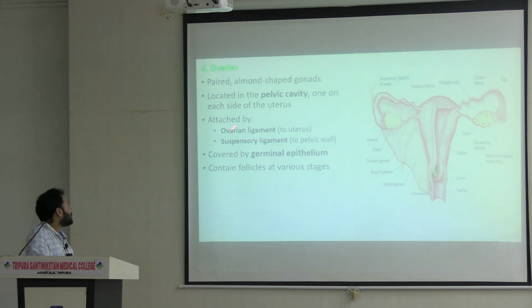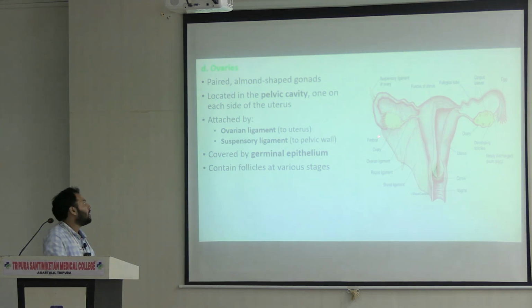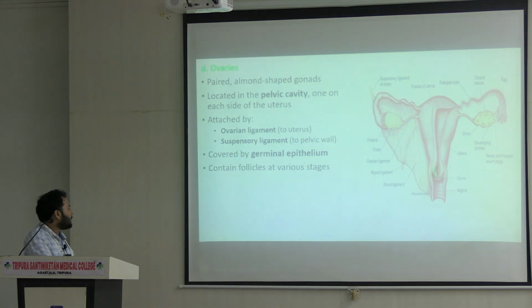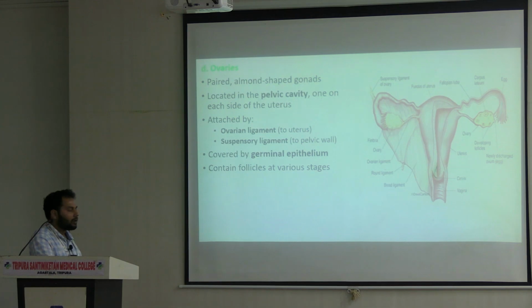It is attached by certain types of ligaments. You can see this is the ligament, this is the ligament, and those ligaments help the attachment of the ovary to the uterus. It is covered by a certain type of epithelial tissue, mainly the germinal epithelial tissue. It contains some follicles, and those follicles are of different types, and the types depend on the stage of the menstrual cycle.